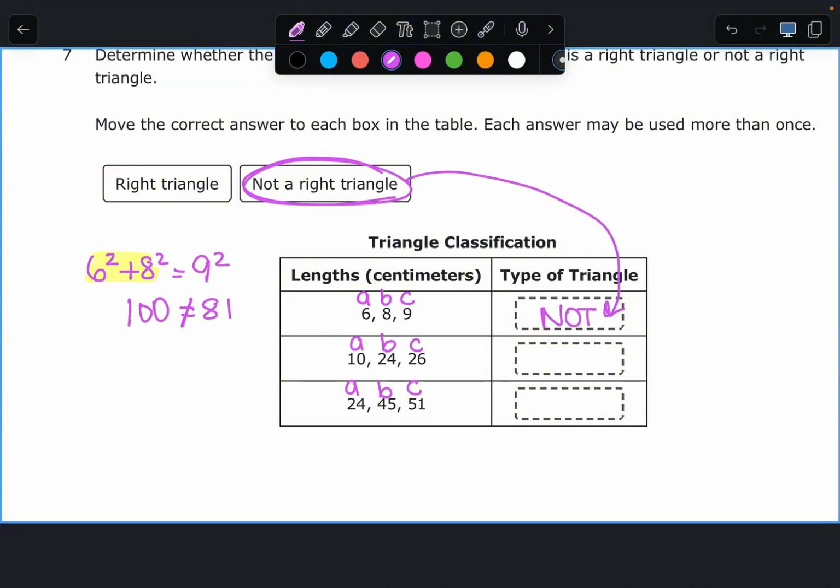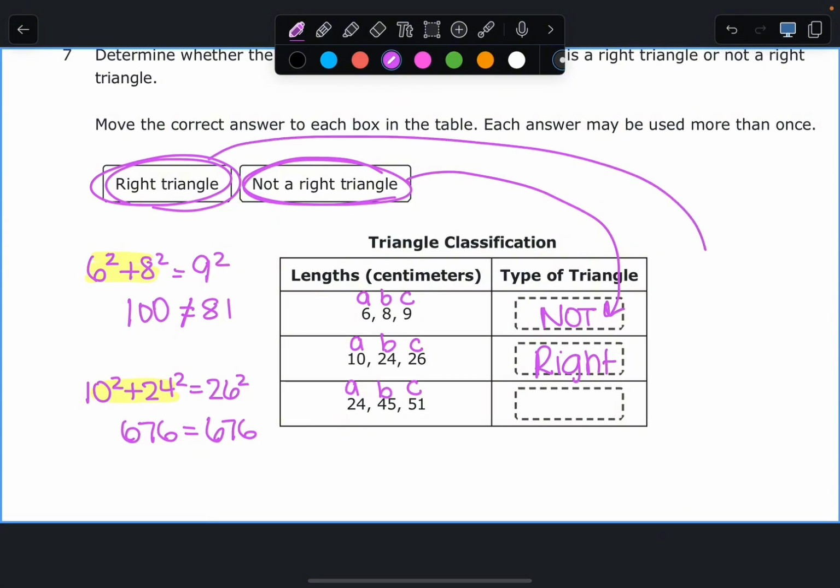And then the next one, how do we write the equation? 10 squared plus 24 squared equals 26 squared. Okay, what is 10 squared plus 24 squared? 676. What is 26 squared? Are they equal? Yes. So this one is Right. This one is that one.